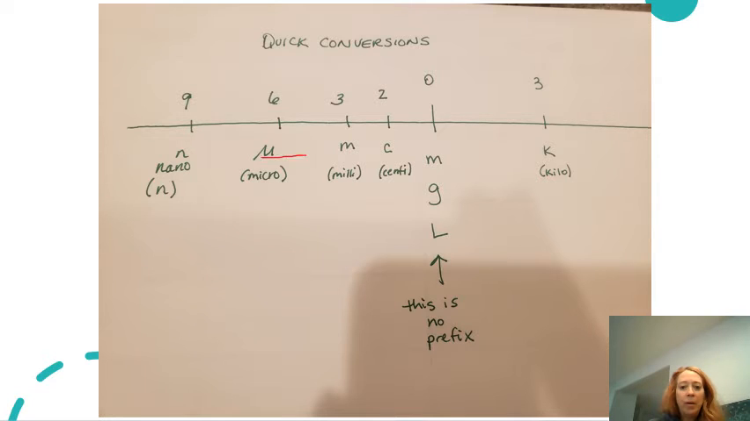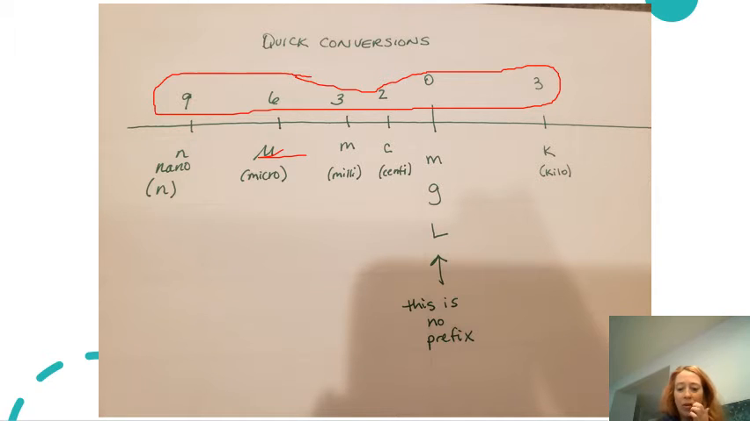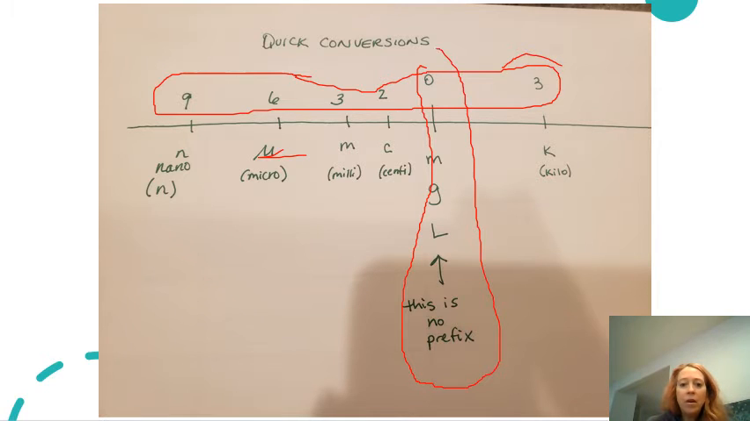You can see up at the top here, these are the numbers you want to put across at the top. Those are important because that's how many decimal places we're going to move. So you can see there's a 3, a 0. This 0 means there's no prefix.